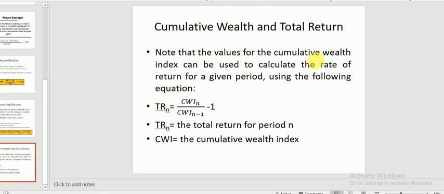Note that the value for the cumulative wealth index can be used to calculate the rate of returns for the given period of time using the following formula. Total return at nth time is equal to cumulative wealth index up to n divided by cumulative wealth index up to n minus 1, minus 1. This formula we can use to calculate the total returns. We also use the total returns formula we already calculated. So you can also use CWI n divided by CWI n minus 1, and after that we subtract 1.